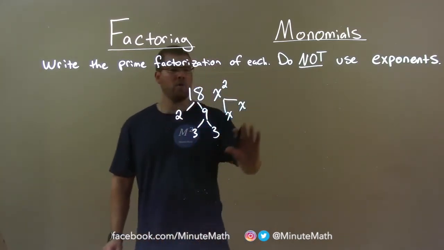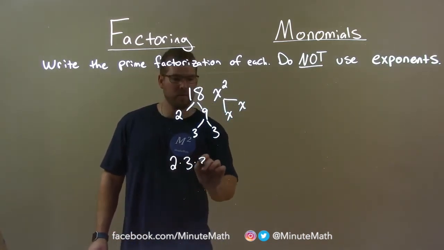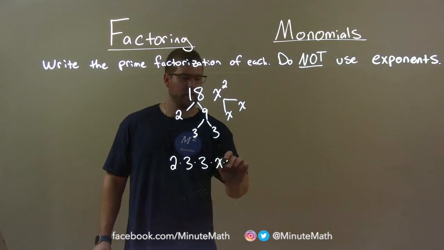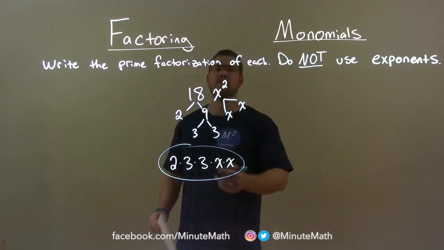So if we combine all of these facts, we'll get our answer. 18 is 2 times 3 times 3, x squared is x times x. So here we have our final answer, 2 times 3 times 3 times x times x.